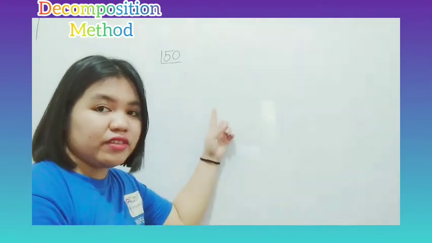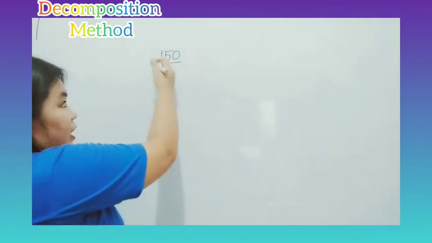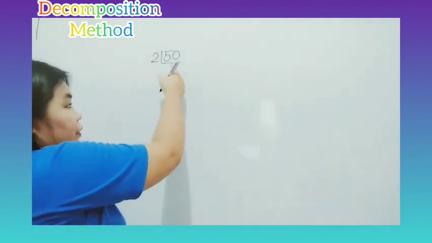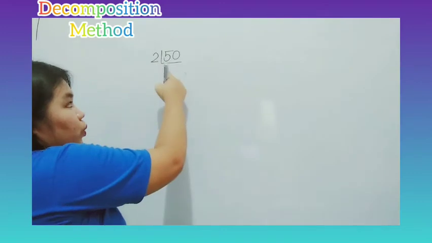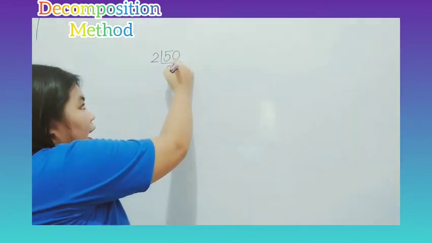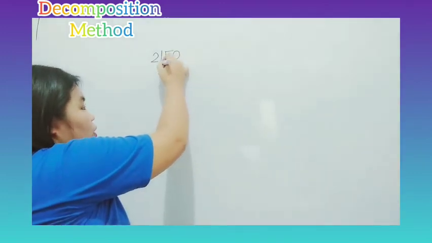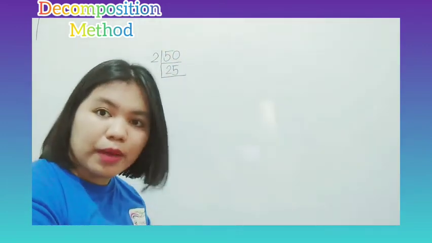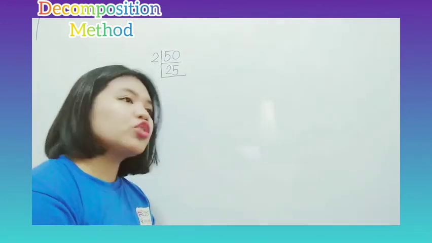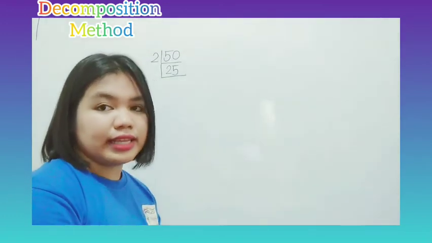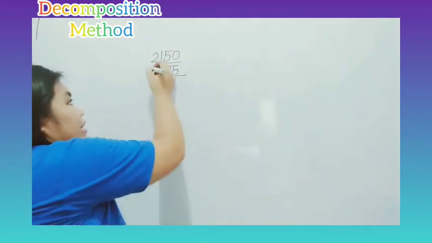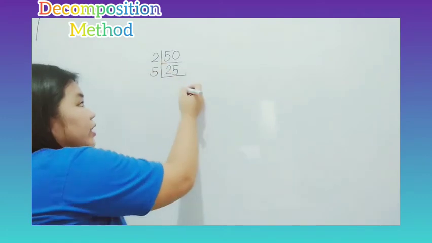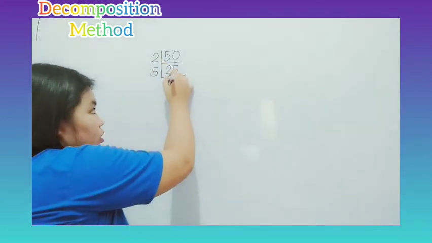So, is 50 divisible by 2? Yes, it is. So, we will divide 50 by 2. 50 divided by 2, the quotient, you will put it here under. So, we have 25. Now, 25 can still be divided by a prime number, which is 5. So, it is not 2, it is not 3, but it is 5. So, we will divide 25 by 5. 25 divided by 5, you will write the quotient here.